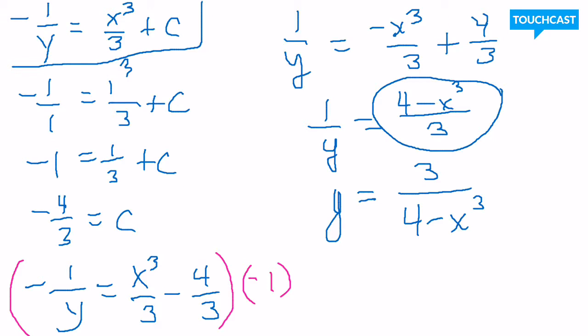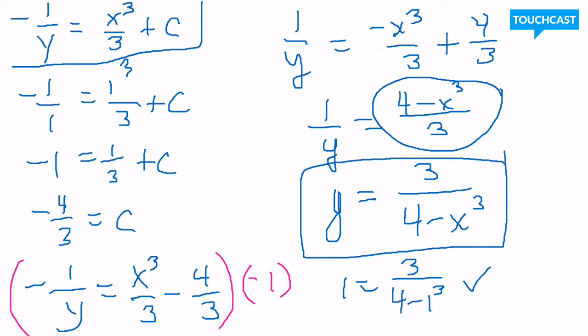When you're taking the AP test, my very sincere recommendation is that at this point you stop, find that initial condition, y equals 1 when x equals 1, plug it in and make sure it still works. Because if it doesn't, something went wrong and you still have time to fix it probably. So 1 equals 3 over 4 minus 1 cubed. 1 equals 3 over 4 minus 1. 1 equals 3 over 3. That checks out. This is my answer. Notice y is isolated and I have no c.